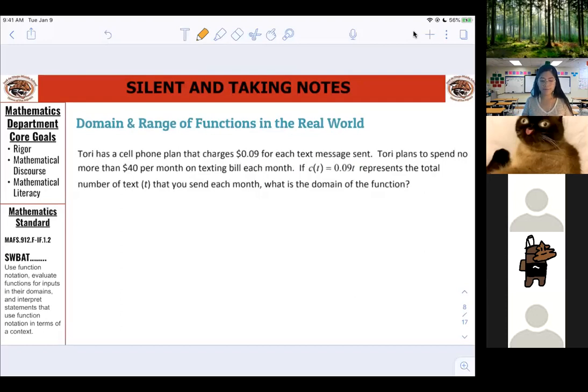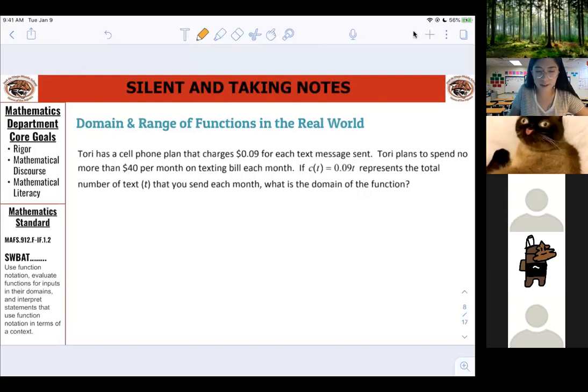Tori has a cell phone plan that charges 9 cents for each text message sent. Tori plans to spend no more than $40 per month on her texting bill. If C of T equals 9 cents times T, where T represents the total number of texts that you send each month, what is the domain of the function?